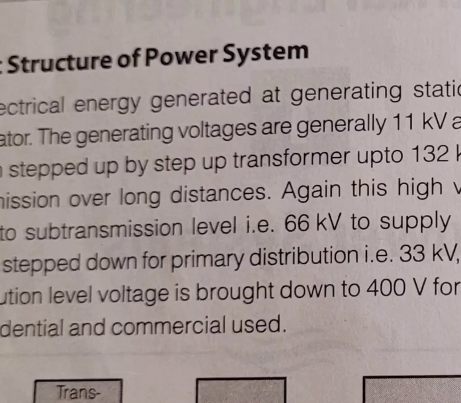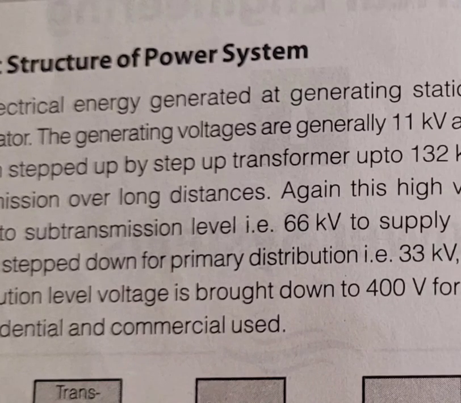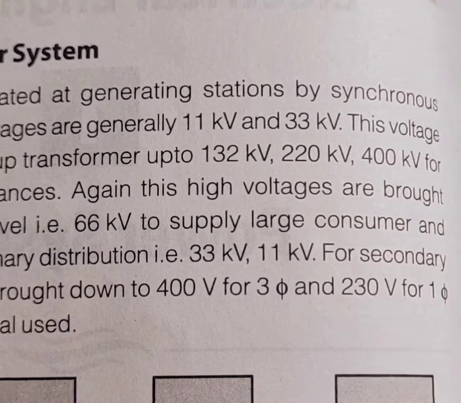This is very, very important, and here we have to remember that the voltages at the primary transmission level are 132 kilovolt, 220 kilovolt, 400 kilovolt. You have to pick those options. Sub transmission is 66 kilovolt, which is not so important. But in primary distribution, what will be the voltage? If the options are 66, 33 or 400, then you can easily pick 33 kilovolt.